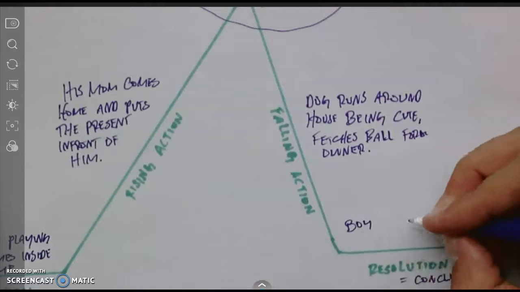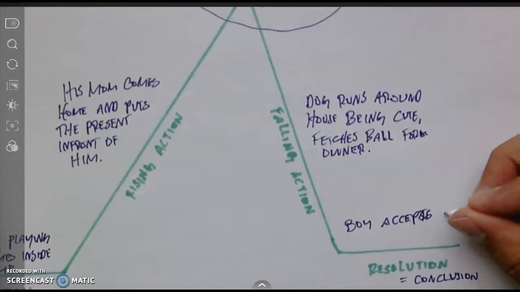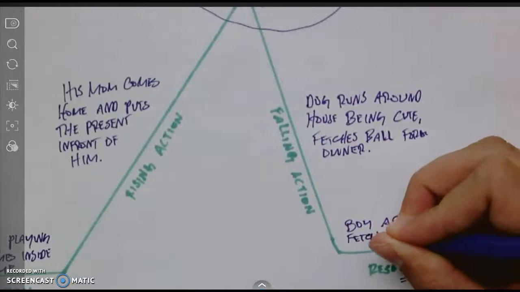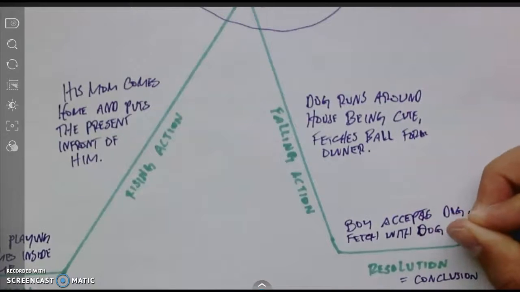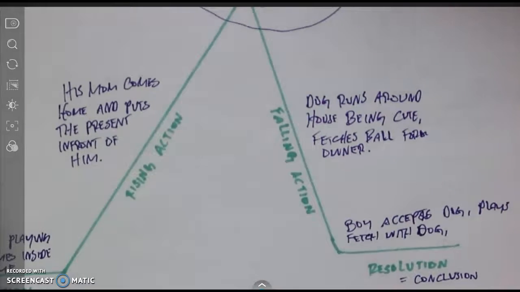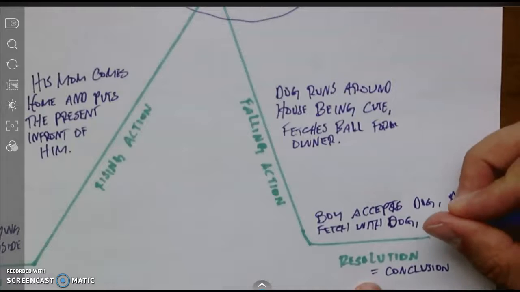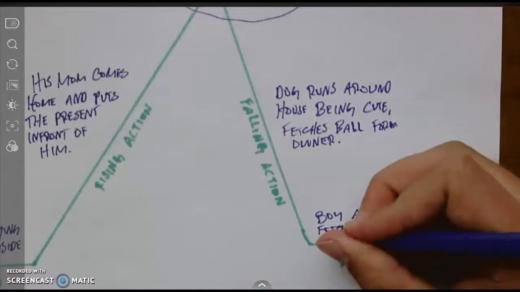So, boy accepts dog, plays fetch with dog. And I'm only going to write this because so many of you wrote it, you caught it. But as the boy accepts the dog, the boy's kind of also accepting himself as well. So I think that's a resolution. That's what makes it such a good short film, is that it is metaphorical. So boy accepts dog, boy plays fetch with dog, and boy comes to accept himself.